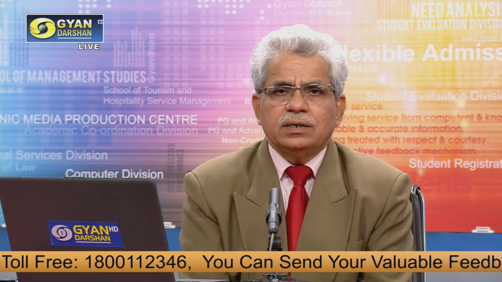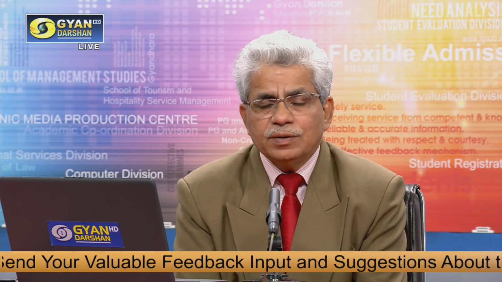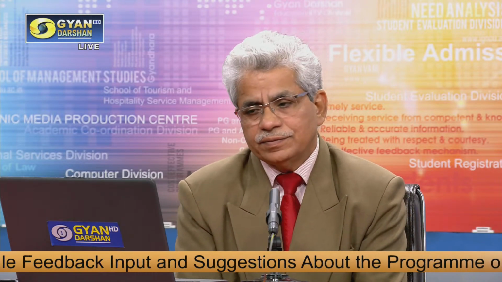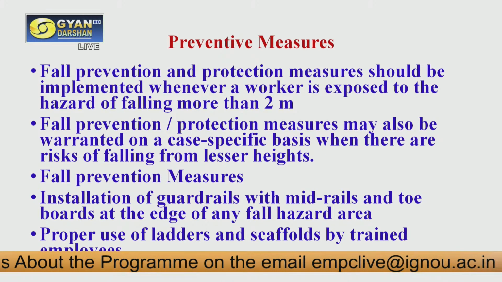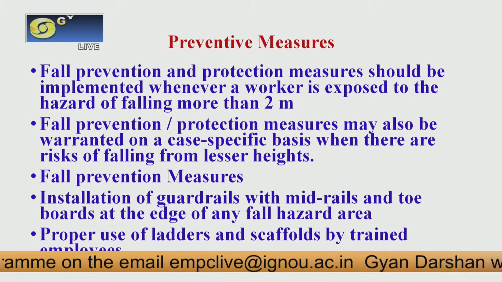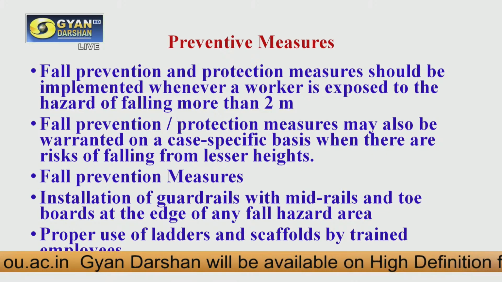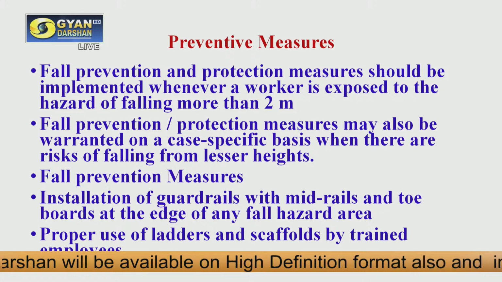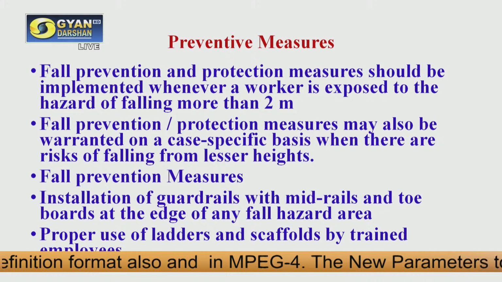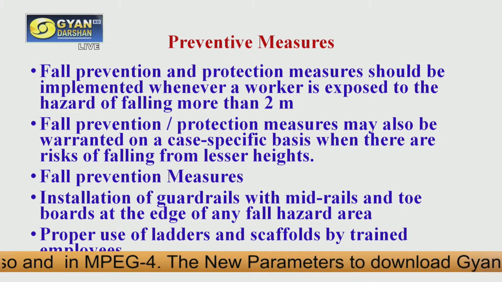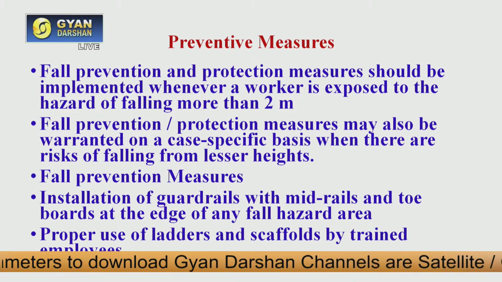So what can be done to prevent accidents? What are the preventive measures for these fall hazards? Fall prevention and protection measures should be implemented whenever a worker is exposed to the hazard of falling more than 2 meters. Fall prevention or protection measures may also be warranted on a case specific basis when there is a risk of falling from lesser heights. Then fall prevention measures should be taken.